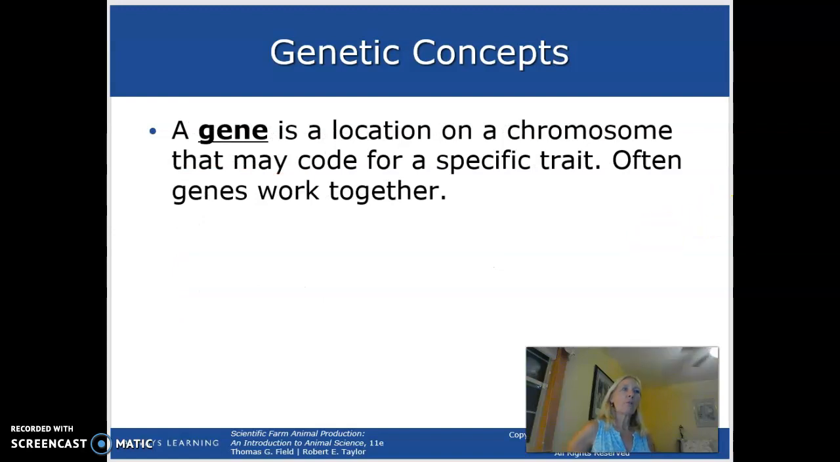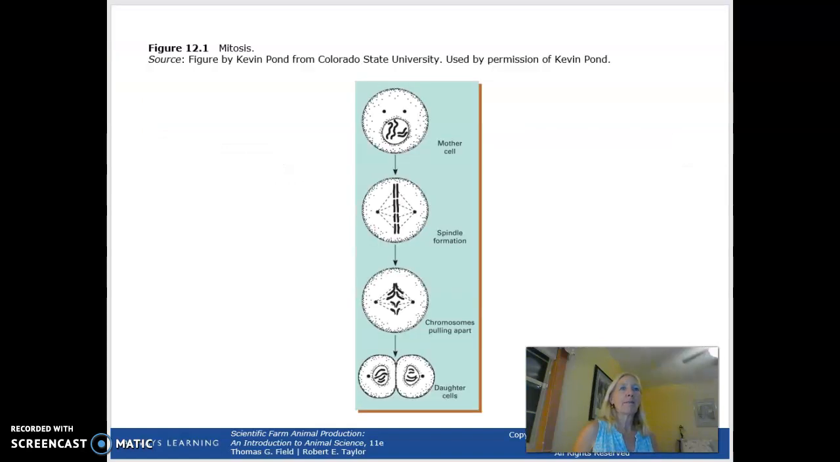So let's talk about a gene. What's the difference between a gene and a chromosome? A gene is just a location on a chromosome. It is a part of a chromosome that codes for a specific trait, or it works with other genes to code for a specific trait.